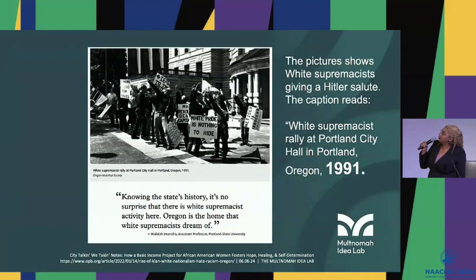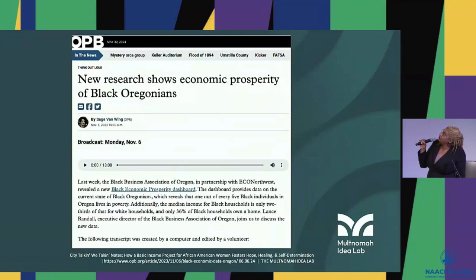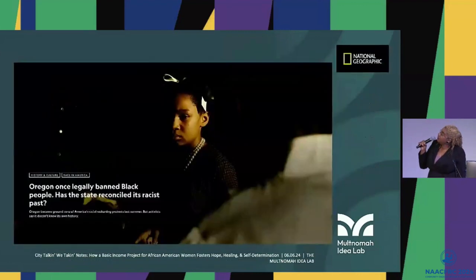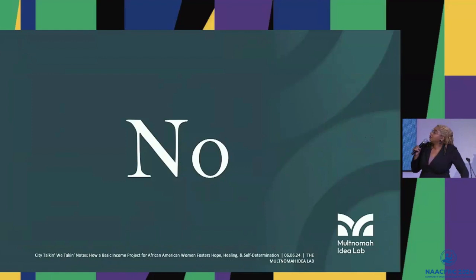This was from 1991 when the skinheads became really popular in Oregon. We're not doing good. I'm going to summarize. Okay, so 36% of Black Oregonians own homes. This was from National Geographic, and they asked, Oregon once legally banned Black people. Has the state reconciled its racist past? No. That was easy.